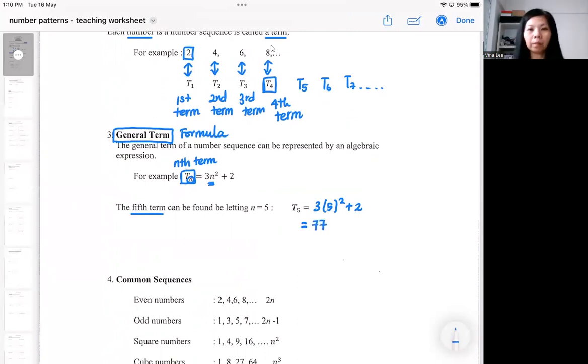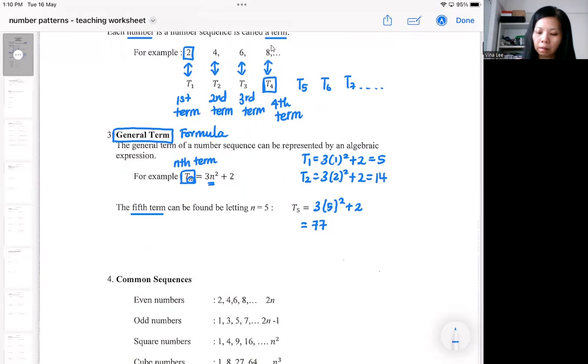In fact, if I have the general term, I can generate a lot of terms. Maybe I want to generate T1. T1 means it will be like this. So I will get 5. Then T2, I will generate the number. And T3. And I can go on to T4.